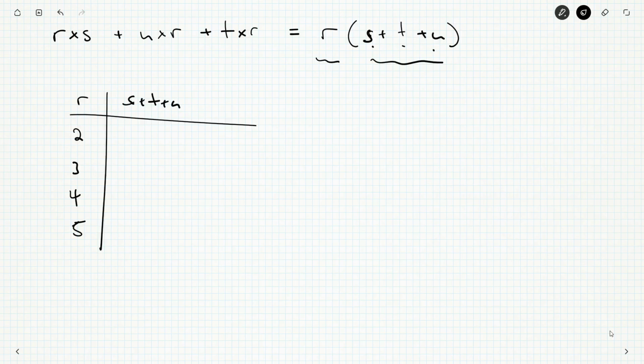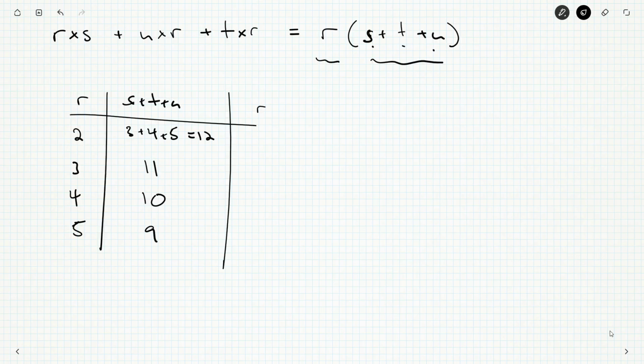So if R is 2, well, S could be 3, S could be 4, S could be 5, but S, T, and U will be 3, 4, and 5, just not necessarily in that order. And we'll have a sum of 12. And if R is 3, then we'll have 2 plus 4 plus 5, so the sum will be 11. And if R is 4, then we'll have 10. 2 plus 3 plus 5, the numbers that are left over. And if R is 5, we'll have 9.